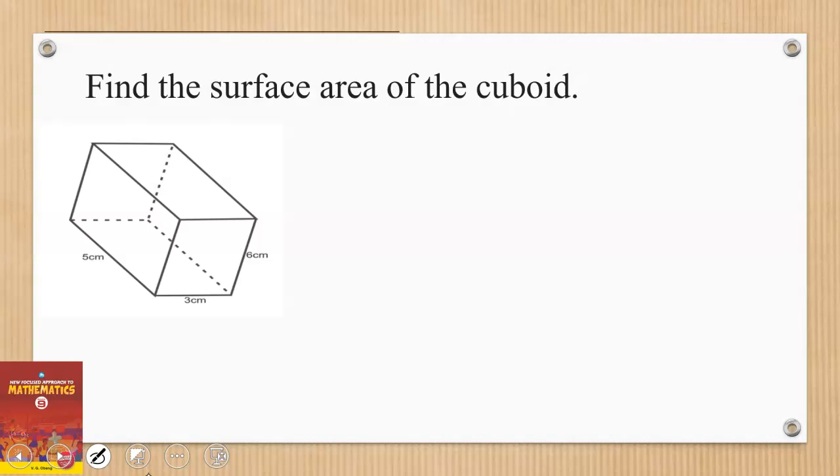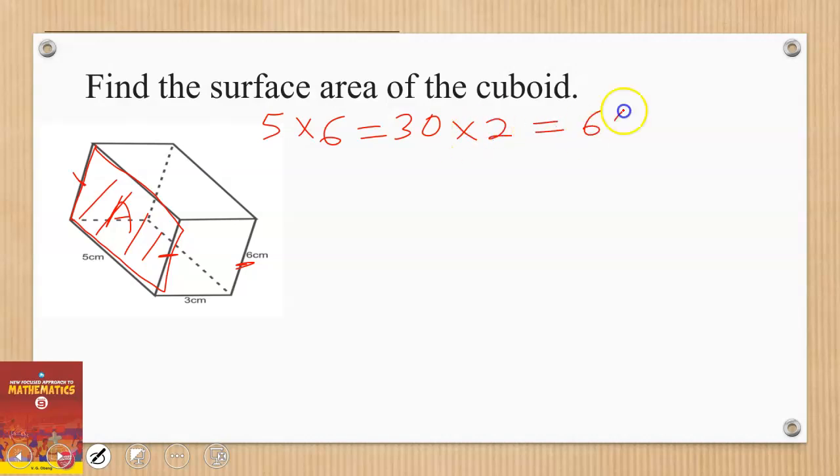So I have the first area. Let me call it area A. 5 times 6 will be the area of the rectangle there, because here is 6, which means here too is 6, and the line here too is 6. And so the area of this is going to be 5 times 6, and 5 times 6 we know is 30. So 30 times 2 will give us 60. So the first area is 60 centimeters squared.